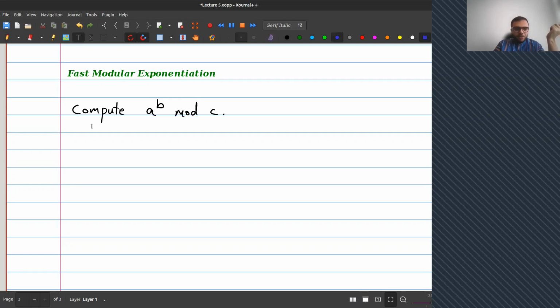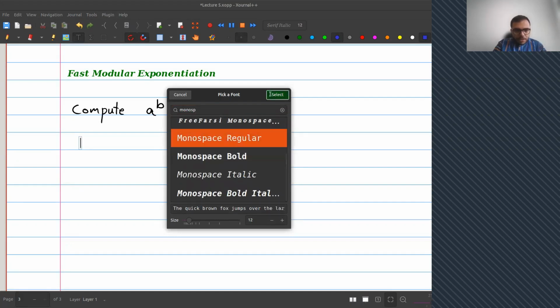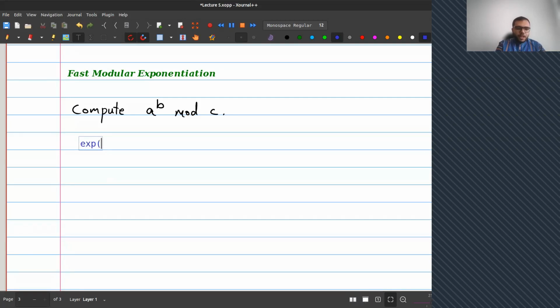So if I just want to write a very simple pseudocode here, let me actually change to monospace fonts. Okay, so let's say that I want to find this. So this is supposed to be A to the power of B modulo C. How do I find this? Well, I say just take A to the power of B divided by 2. So let's say my answer is A to the power of B over 2. And then just multiply it by itself, and take it modulo C.